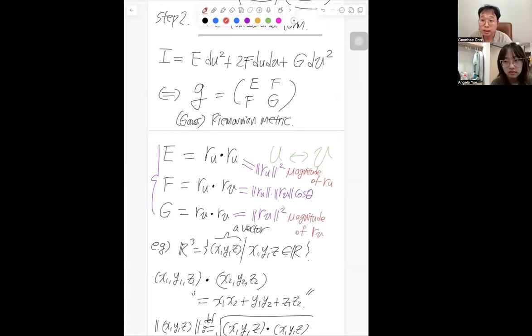What's the intermediate step? This gives us the information of the angle between these two vectors, r sub u and r sub v. So what's the point of the first fundamental form then?